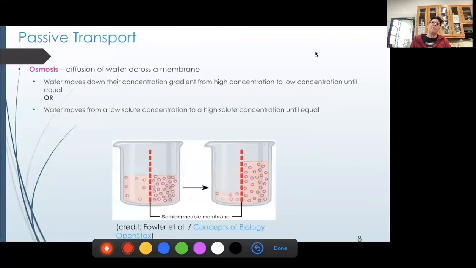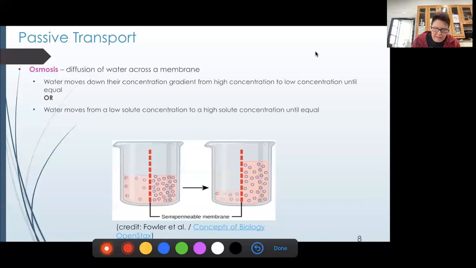So when we talk about diffusion, we talk about diffusion as a substance moving from an area of high concentration to an area of low concentration. But when we talk about water moving according to its concentration gradient, we're going to give that a specific name. And that specific name is osmosis. So water will move down its concentration gradient from high to low, or it will follow the solute.